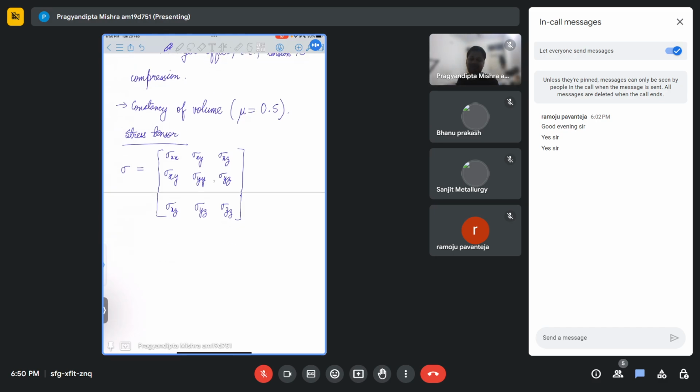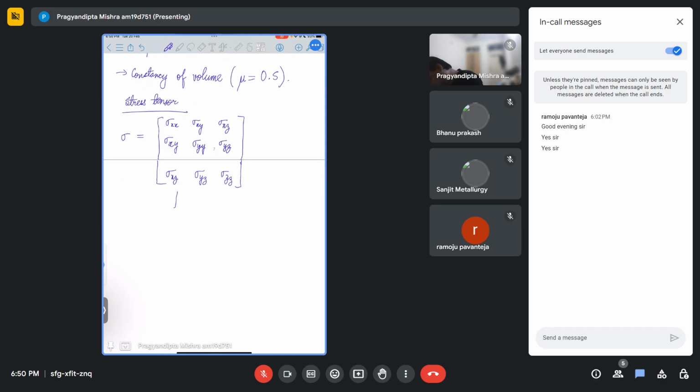So any stress tensor which is defined like this, we can essentially break it down into two components. Okay. First is the hydrostatic or mean stress. Second one being your deviatoric stress.